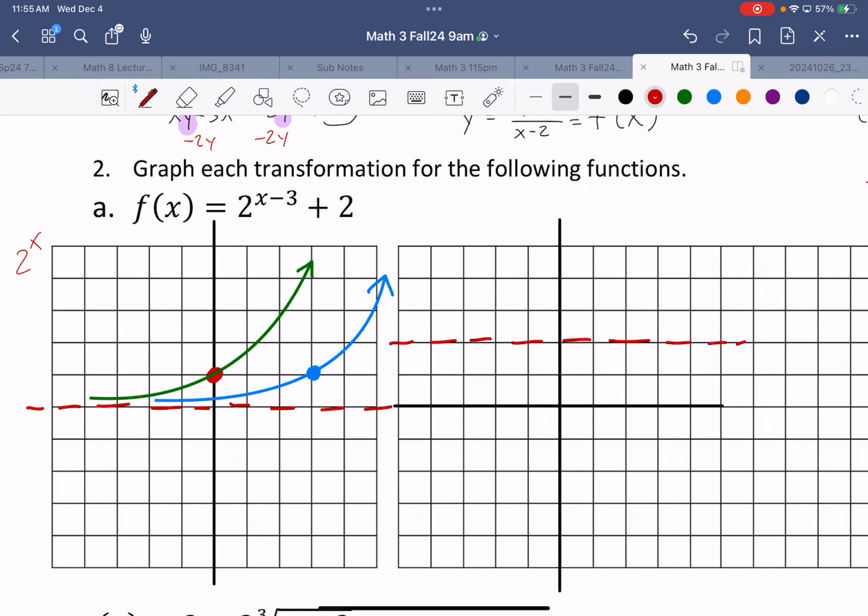And then the point will also move up 2 with it. Instead of being here, it is now there because it goes up. It was here before, 1, 2. But it still has the same overall shape.